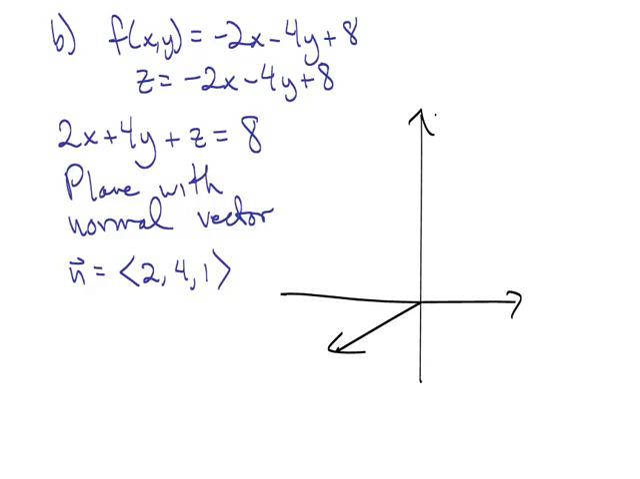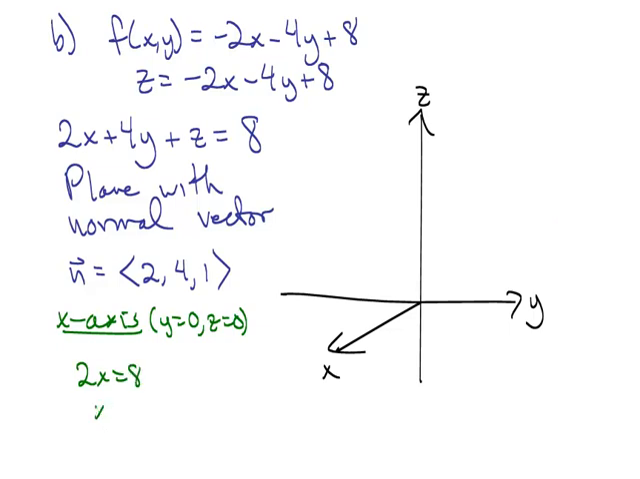Notice that if we're, say, on the x-axis, so let's suppose I want to find where I cross the x-axis. Well, if I'm on the x-axis, then both y and z are 0. If I put 0 in for y and 0 in for z in my equation, I'm left with 2x equals 8, or x equals 4. So I'm going to intercept the x-axis at 4.